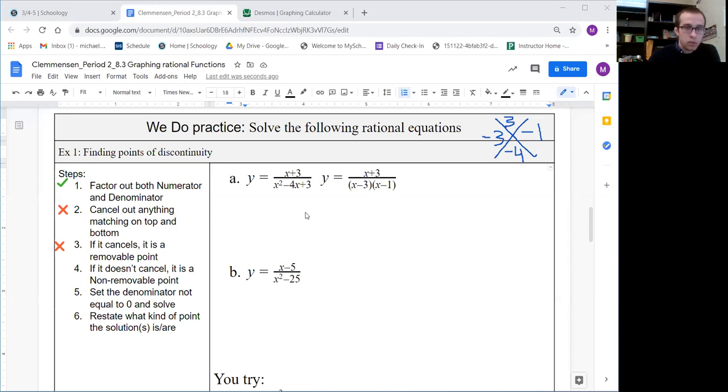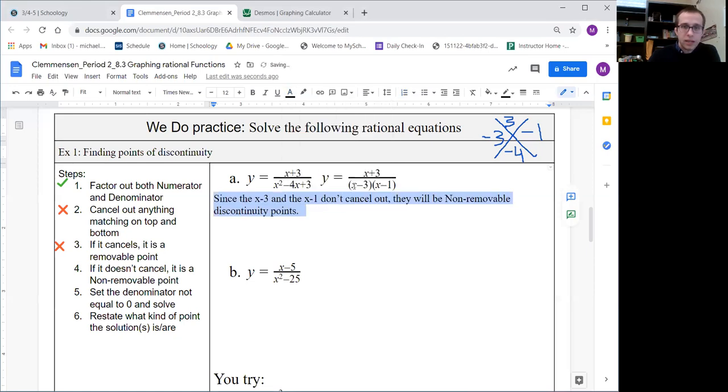So now I'm going to state, oops, since the x minus 3 and the x minus 1 don't cancel out, they will be non-removable discontinuity points. That's because, again, I didn't cancel them out, top and bottom. I couldn't do that, so they are non-removable.